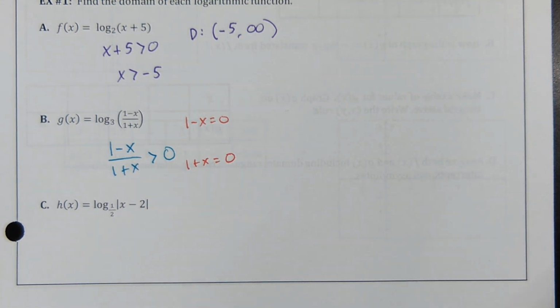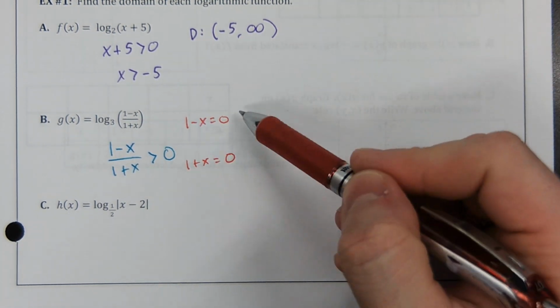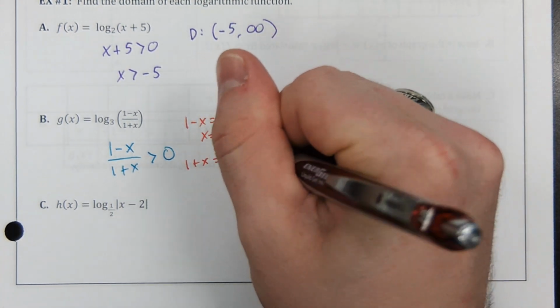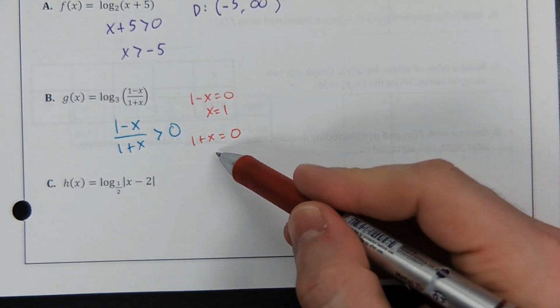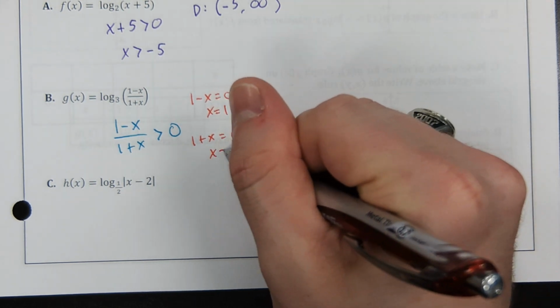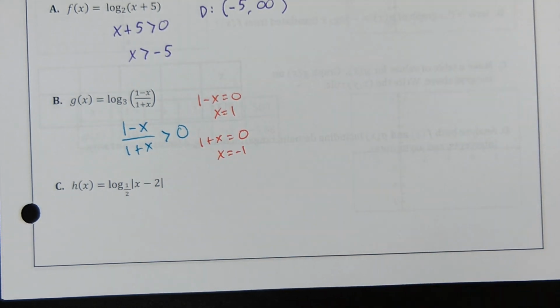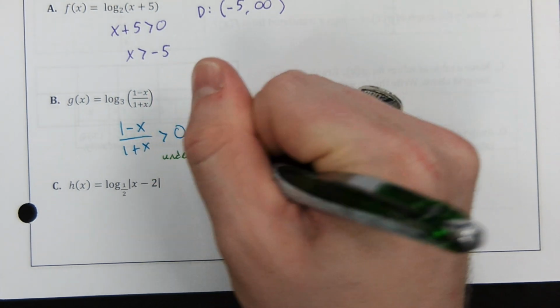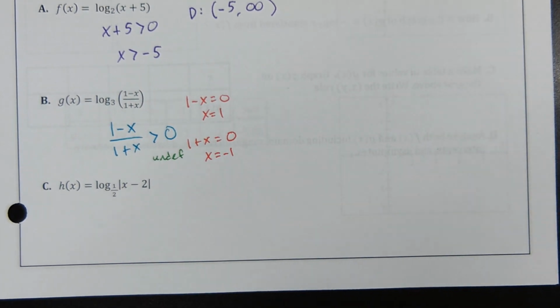If you add x to both sides, you'll see that we have a critical value at 1 equals x. So x equals 1. And if you subtract 1 from both sides, you'll see we have another critical value at x equals negative 1. This one is undefined at x equals negative 1.